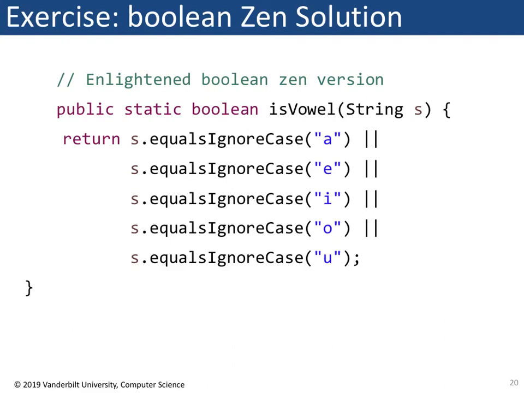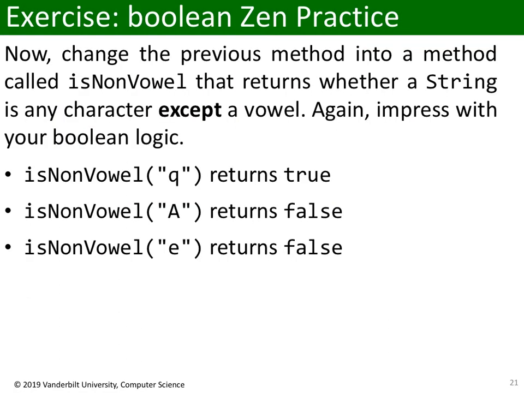If any of these is true, we will return true. So we have successfully coded this. It works. We went through the logic, and it's very clean with a single statement. Now, based off what we know about De Morgan's theorem, introduced in the previous lecture, how might we change this method to make it into isNonVowel?